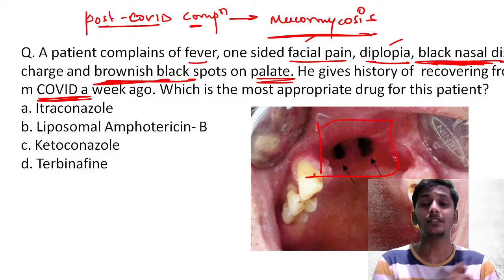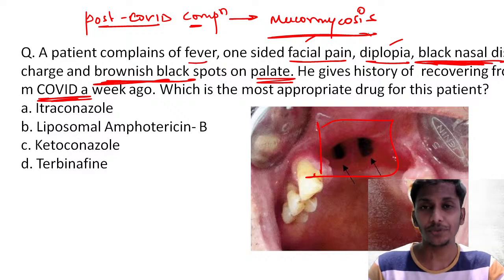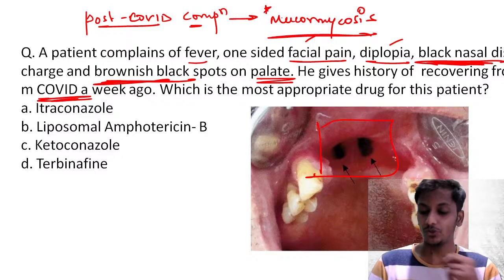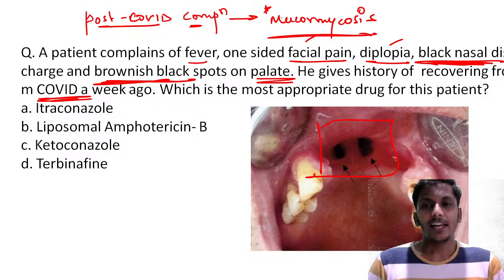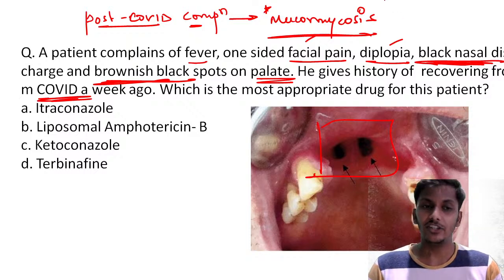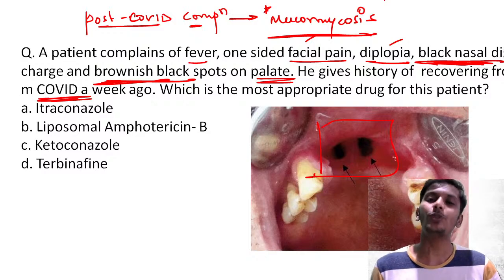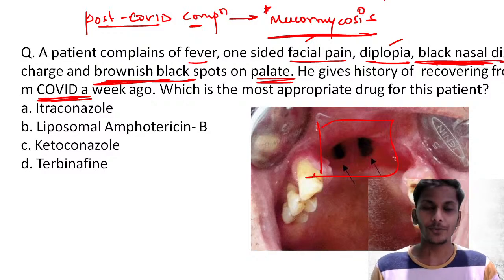Mucormycosis is the most important thing that you need to remember. Mucormycosis is due to mucor fungi. And therefore we need to use some antifungal agent, and all of the options given are antifungal agents. So ऐसा तो सोचो मत कि rule out करेंगे उस हिसाब से. So all of the options are antifungal.